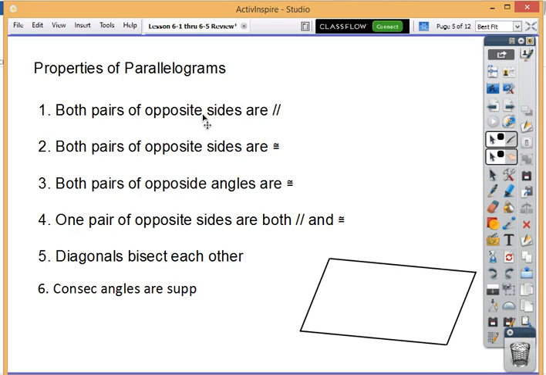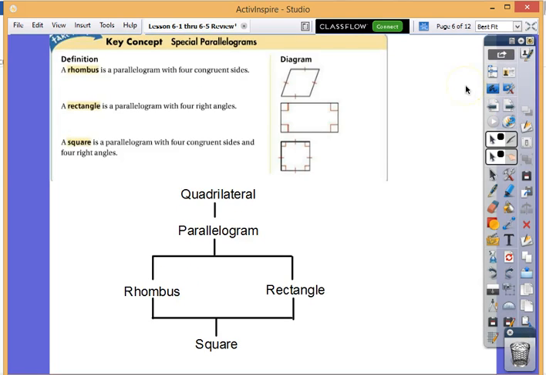Any questions about these properties? All right, so not only did we have parallelograms, but we started talking about other things. We started talking about a rhombus. We started talking about a rectangle. And we started talking about a square.